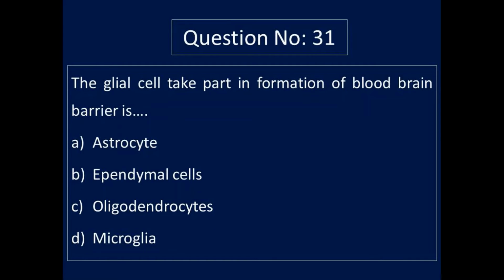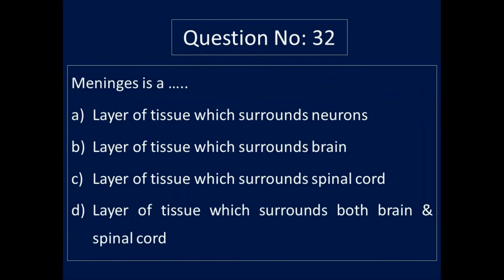31st question. The glial cell that takes part in formation of blood-brain barrier is: option A, astrocyte; B, ependymal cell; C, oligodendrocyte; and D, microglia. Right answer is option A, astrocyte.